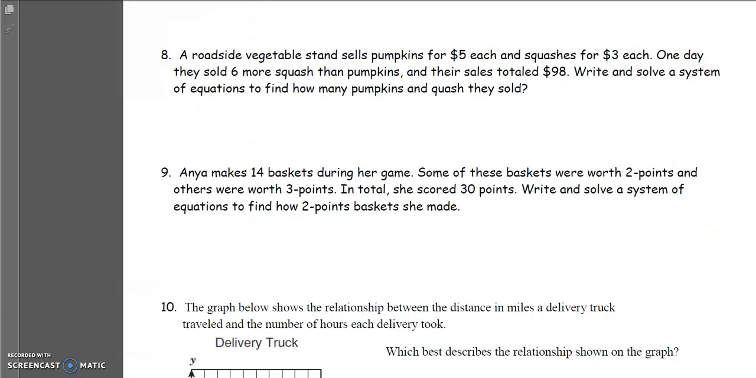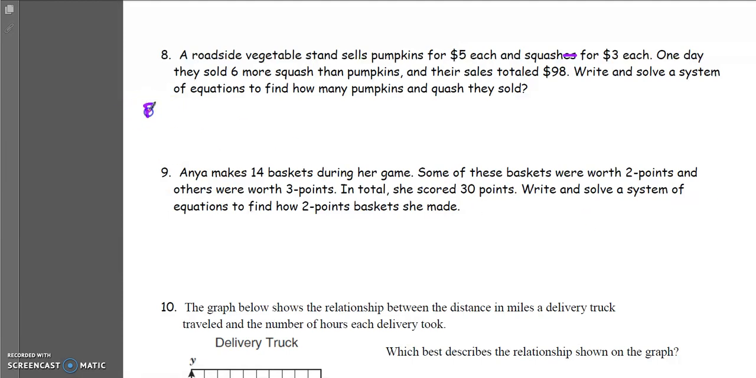Okay, number 8 says a roadside vegetable stand sells pumpkins for $5 each and squash, I think that should just be squash, for $3 each. One day they sold 6 more squash than pumpkins, and their sales totaled $98. Write and solve a system of equations to find how many pumpkins and squash they sold.